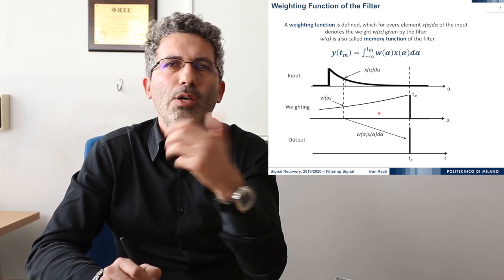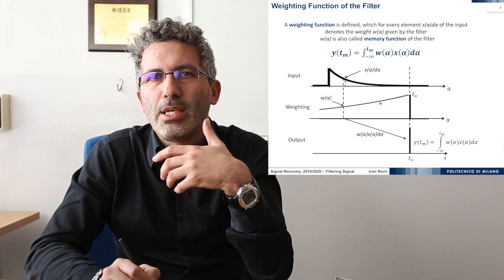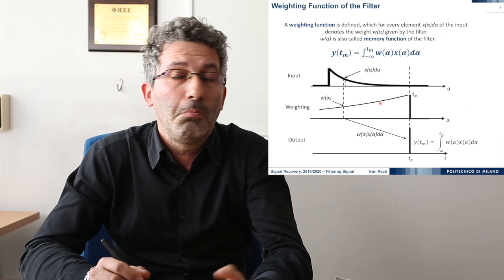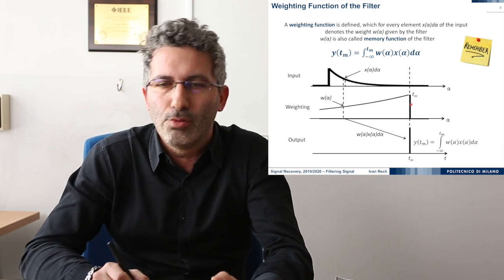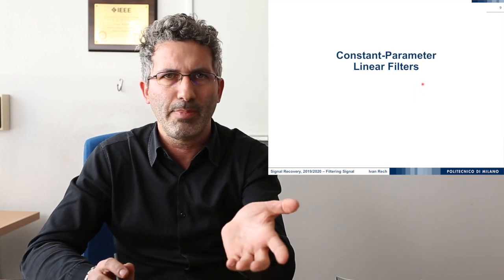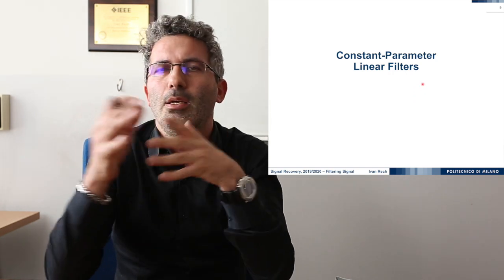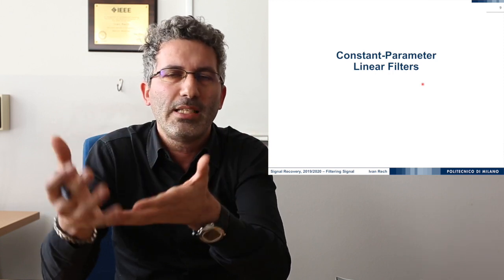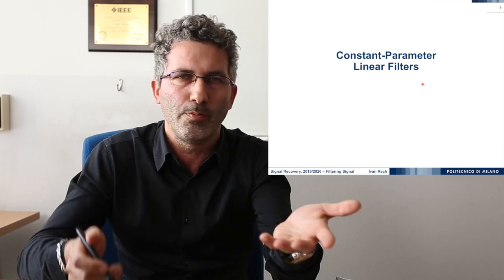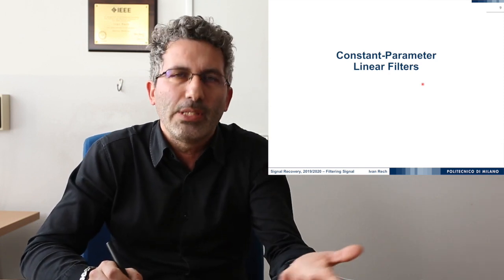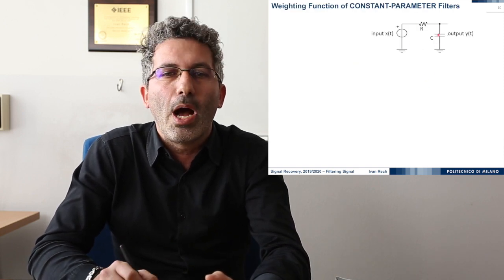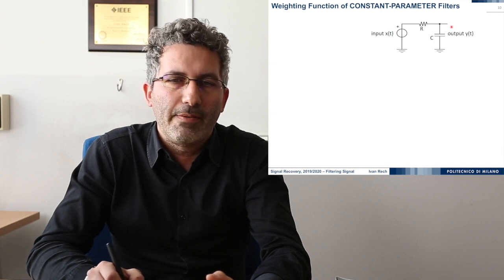And obtain the result. Okay, this is the generic approach, but the question is, can I write it for something that I perfectly know, for example a low-pass filter? So let's try to do that with constant parameter linear filters. What is a constant parameter linear filter? It's a filter where the weighting function doesn't change as a function of Tm. It's exactly, for example, our standard low-pass filter that you perfectly know, an RC. So let's start with an RC. We take an RC here, and I have an input and an output.